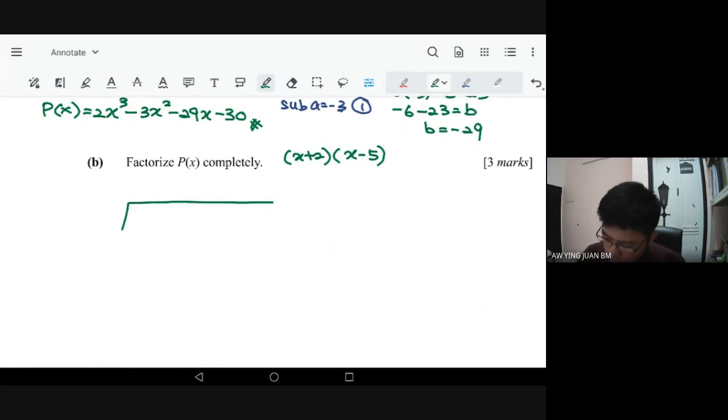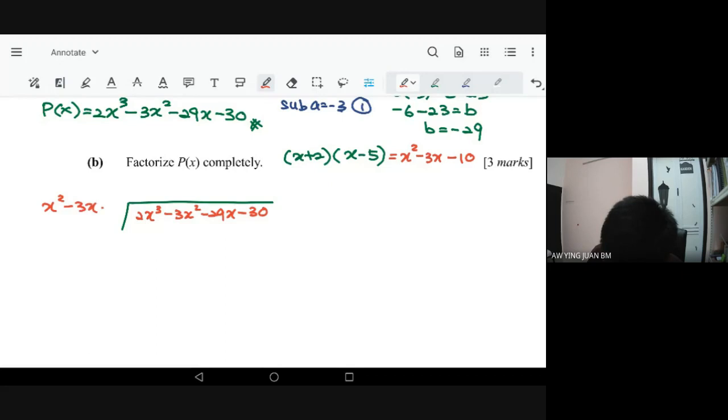Long division. Before making use of the long division, my advice is to expand this part. So here we will have x squared minus 3x minus 10. If you expand, you will have x squared and then minus 3x minus 10. Then make use of the divisor, or we say the factor. 2x to the power of 3 minus 3x squared minus 29x minus 30. So here we have x squared minus 3x minus 10.